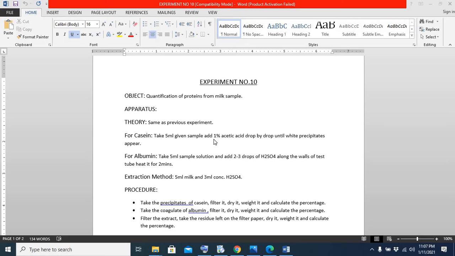Today we are going to discuss experiment number 10, and in this experiment we will discuss how we can quantify the different proteins from milk. So milk is our sample, and on that we have to perform the experiment.